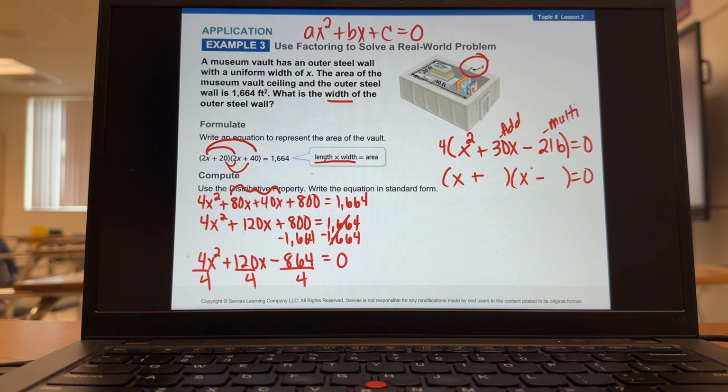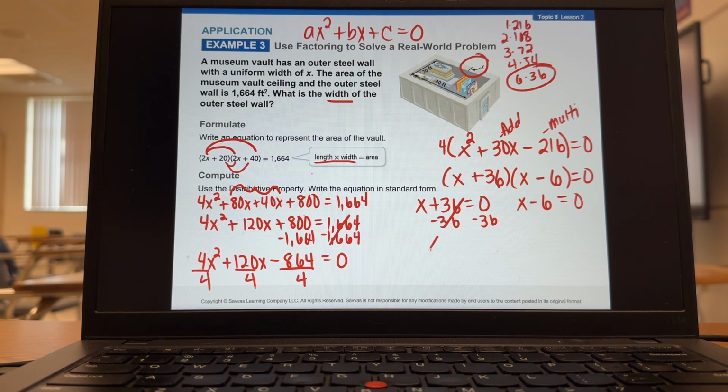I know x squared is x times x. You can do your long little list of all the ways to multiply to get 216. 1 and 216, 2 and 108, 3 and 72, 4 and 54, and 6 and 36, which would work to give me a positive 30 if 36 was a positive and 6 was negative. Once I have it factored out, x plus 36 equals 0, x minus 6 equals 0. Subtract 36.